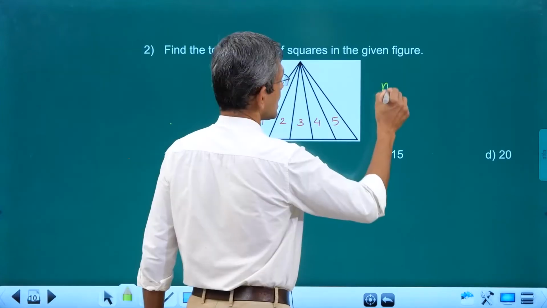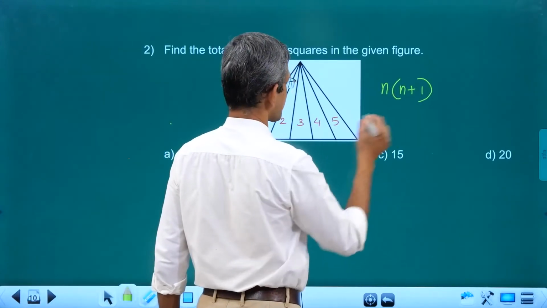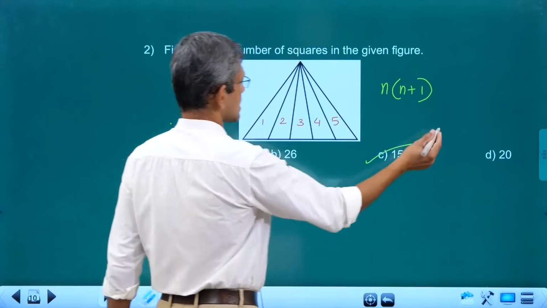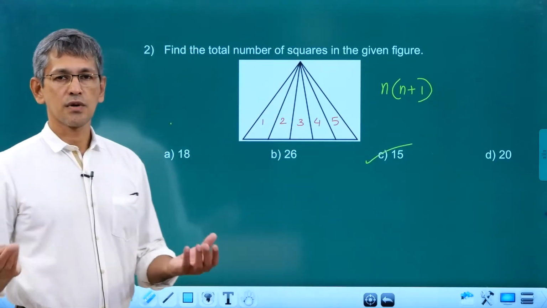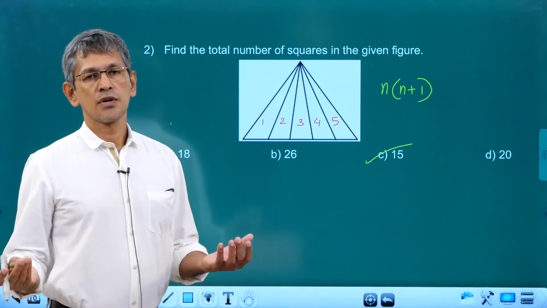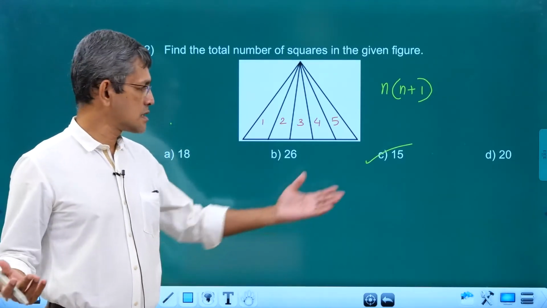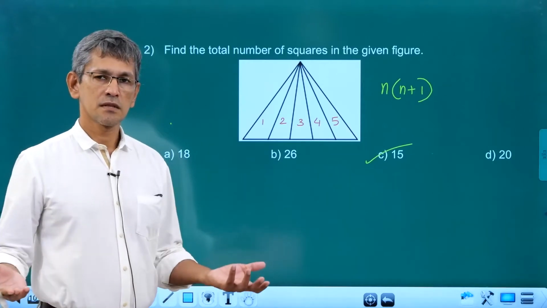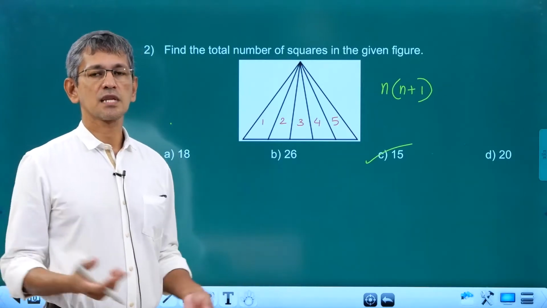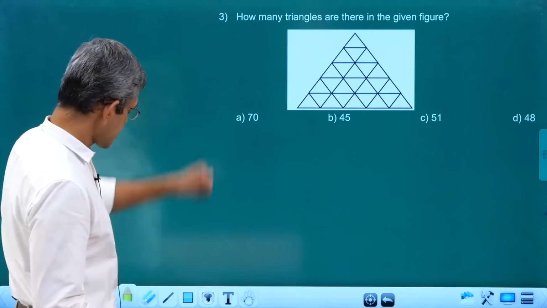What's the method? n into n plus 1 by 2. So 5 into 6 by 2, 15 is the answer. Done. How many seconds do you need? In order to read and understand the question, probably you need 10 seconds. And in order to get the answer, another 10 seconds. So it's a 20 seconds question. Look at this question. Interesting.